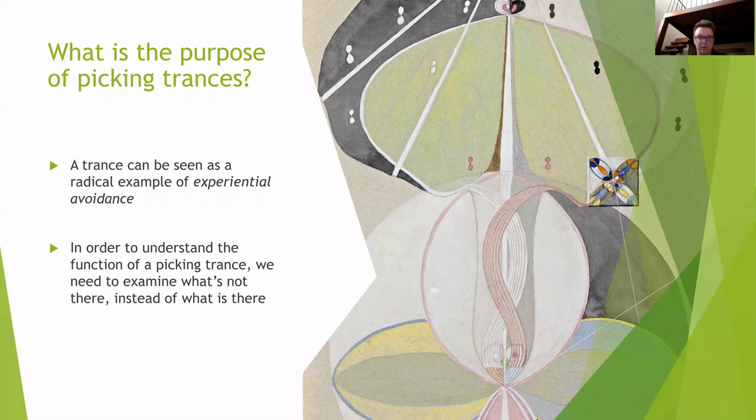So this puts us in a very strange position, which is, if we want to understand the function of a picking trance, we actually need to examine what's not there instead of what is there. Because the function of the trance is to avoid something. So the cause is not in the experience itself, it's outside of it. That kind of makes it a tricky thing to figure out, because consciously you're not necessarily aware of what's causing it.